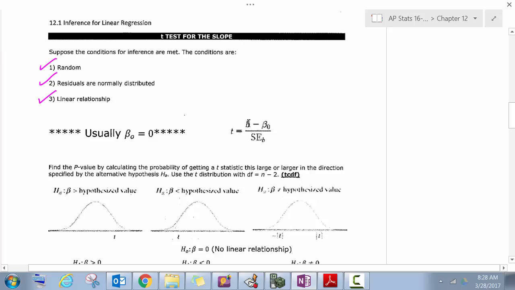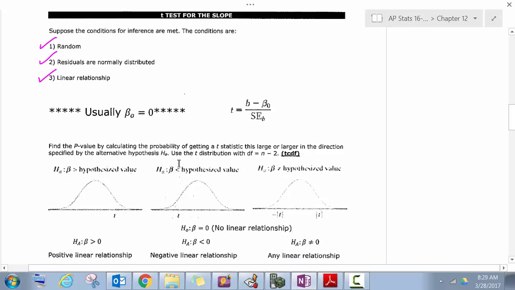Our t-score is b minus b naught over the standard error of the slope, which is just our point estimate minus our parameter over standard deviation. But again, we're not going to calculate that. It's going to be given to us by that Minitab output. And usually b naught or beta naught is 0.